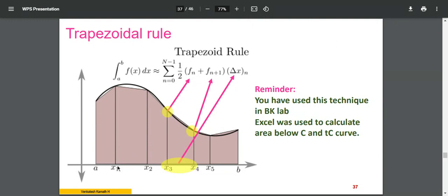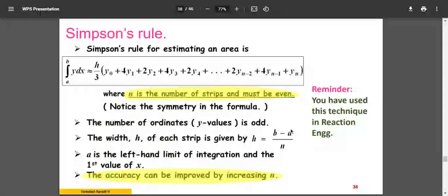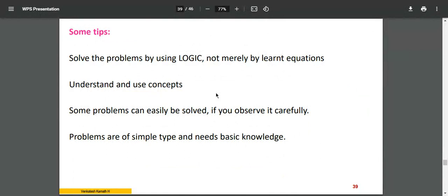How do you increase the segments? Decrease the gap; you have to decrease h. How to decrease h? Increase n. a and b you cannot touch; they are the limits, the initial value and final value. You cannot touch b minus a, so you have to increase n. As you increase n, h will be reduced. The lesser the h, the more the number of terms. The calculation length will increase, but it will improve your accuracy. So you should be able to understand this logical explanation or concept. Some tips while solving: use the logic, not merely the learned equations you see.